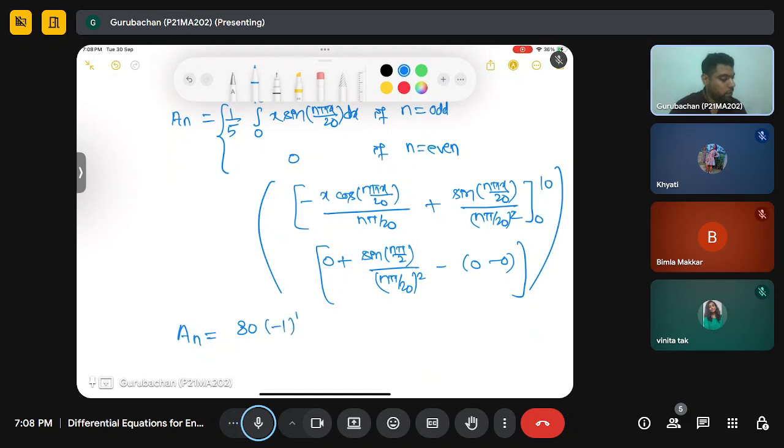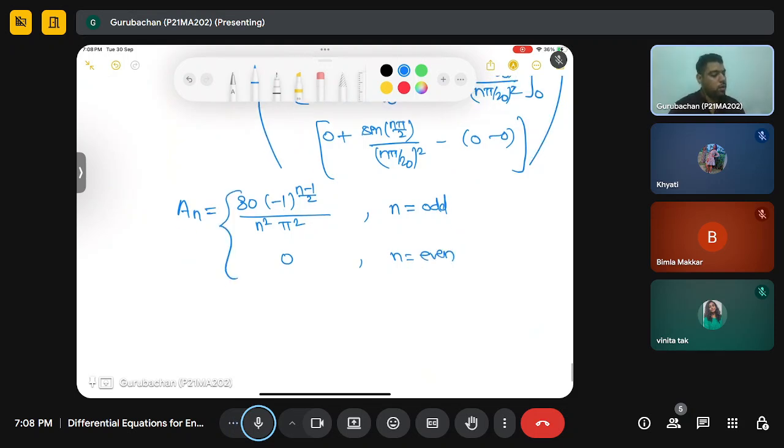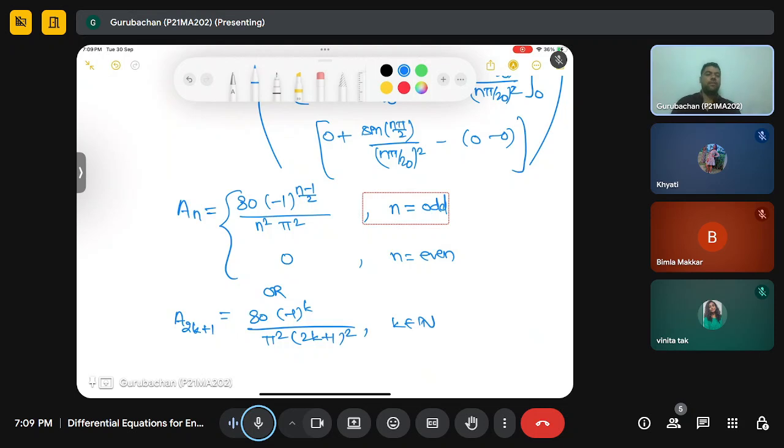minus 1 to the power (n minus 1)/2 divided by n square pi square, where n is any odd number, and 0 where n is even. Or you may write it as 2k plus 1, or 80 times minus 1 to the power k over pi square (2k plus 1) whole square, where k can be any natural number. Till now we have found the value of an.